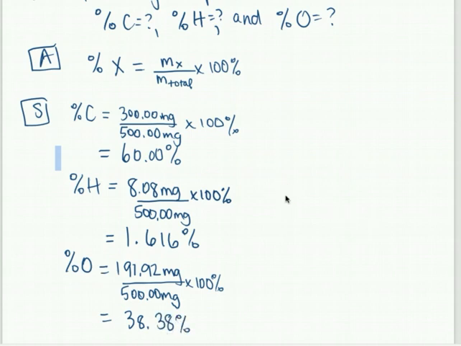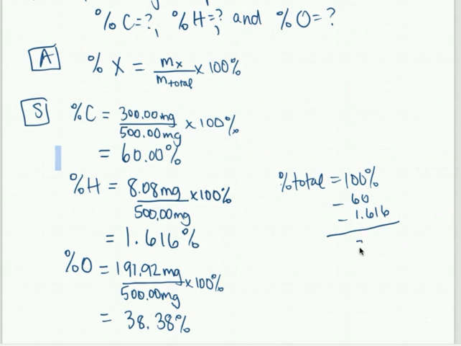Or back here, you could have gone, well, I know the total percent is 100. So if you already had 60 and 1.61, you can take those and subtract them, and you get the percentage of oxygen as well. So that's just another way to calculate the last one, if you know the remaining mass has to be that element.